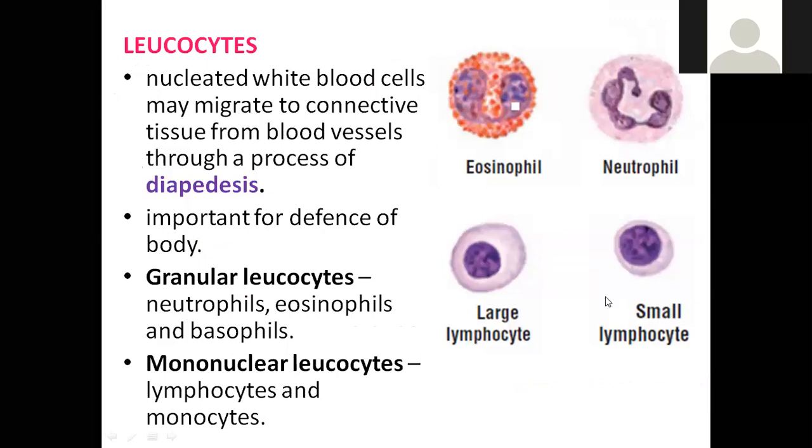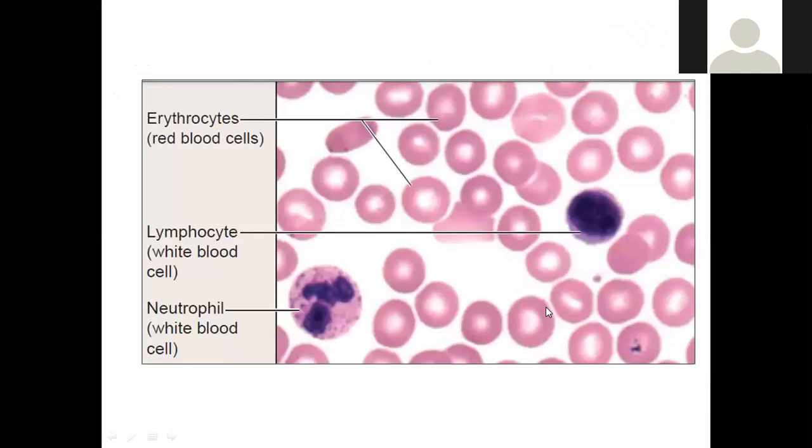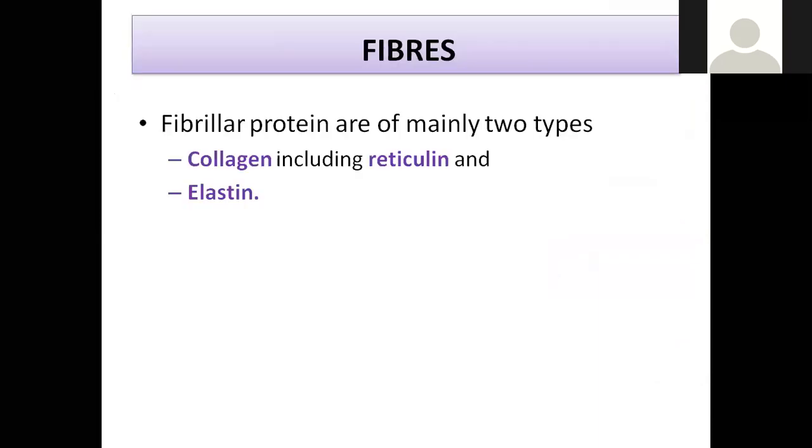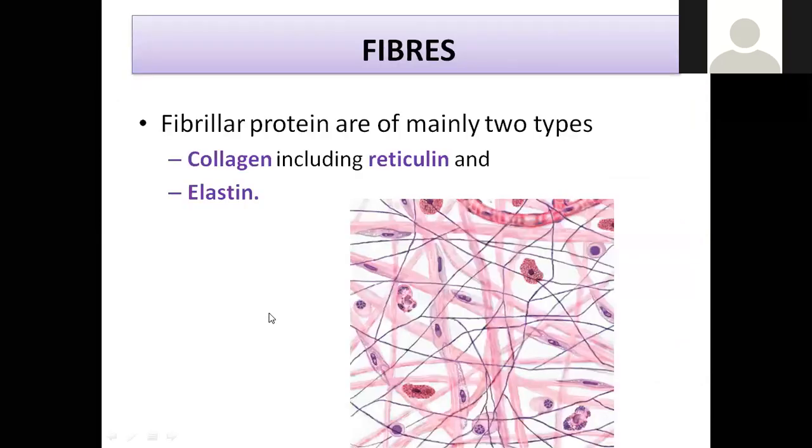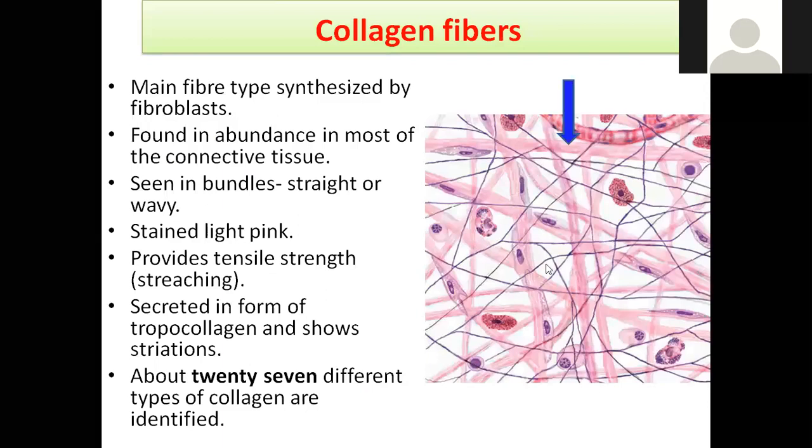Leukocytes are different types of WBCs, which we have studied in detail in physiology. The same information you can write to elaborate your answer. Whatever you know, you write more. Ultimately, what we want is marks. In connective tissue, we have different types of fibers: collagen fibers, reticular fibers, and elastin fibers. The most abundant of all fibers in connective tissue are collagen fibers.